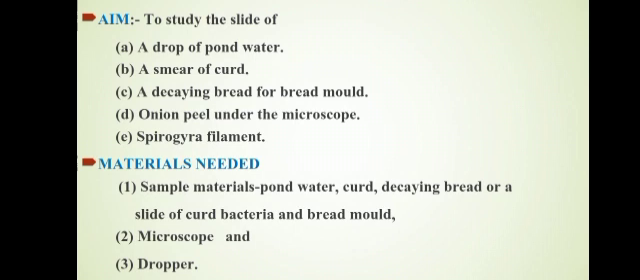Now, to observe these different types of samples, we need, first of all, the sample. So we have to collect different types of sample materials like pond water, curd, decaying bread, or we can take a slide of curd bacteria and bread mold. As these are very microscopic, obviously you can understand that to see those structures we need a microscope, and to collect the sample and put it on the slide we need a dropper also.